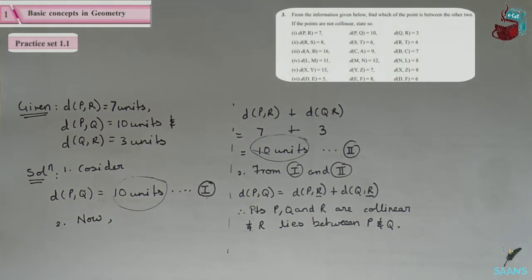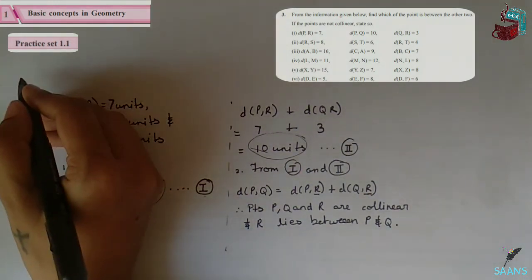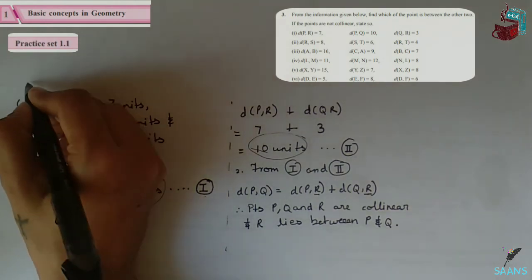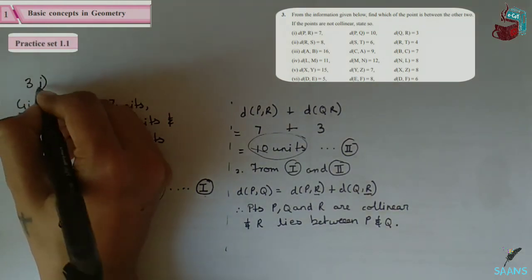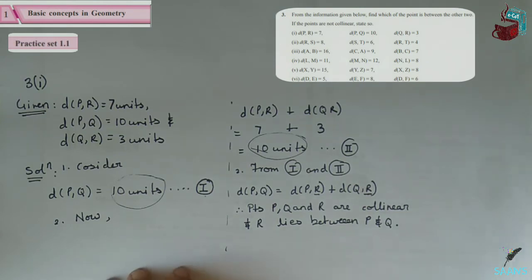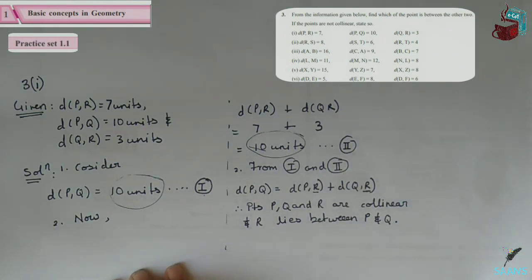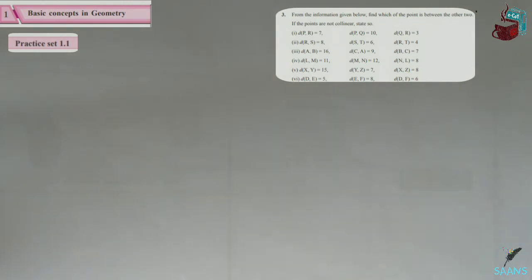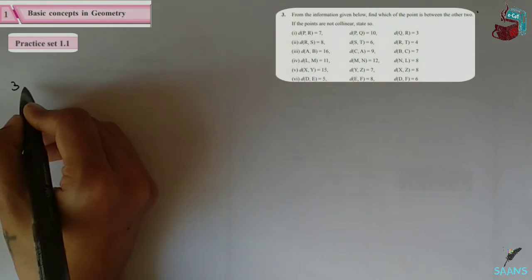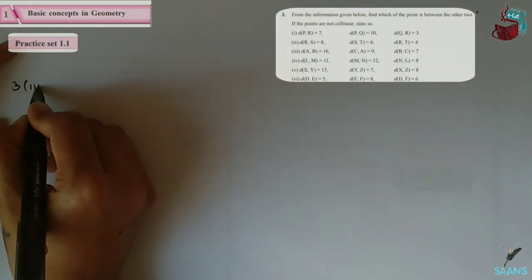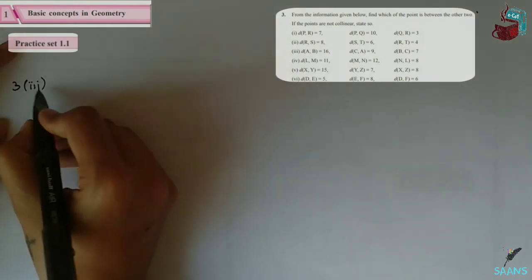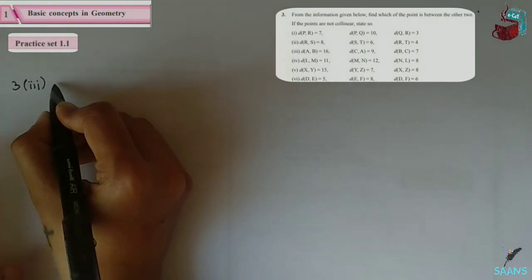So this is your sum. This is your first sum, question 3, sum number 1. Now I will move on to question 3, sum number 3. Same steps, nothing different.